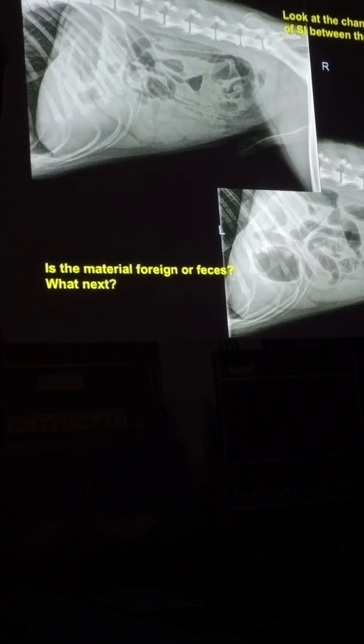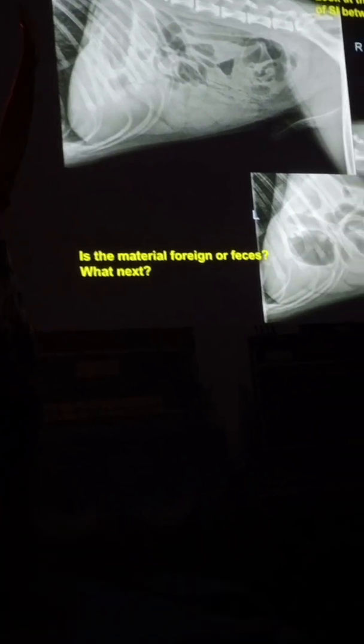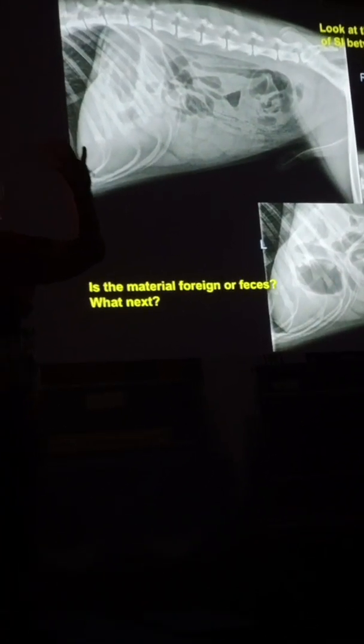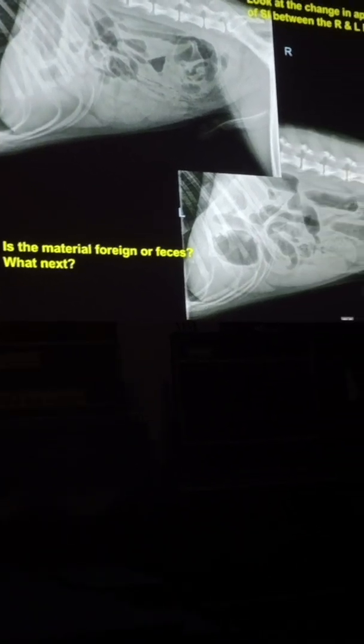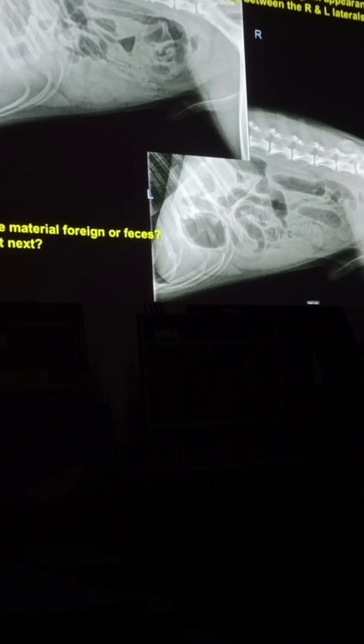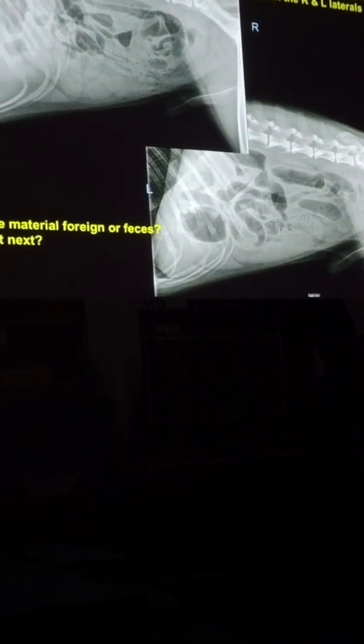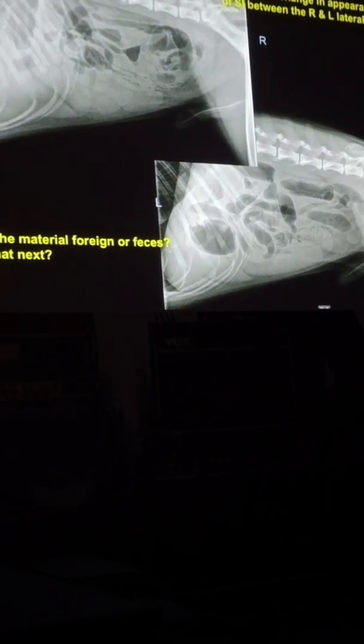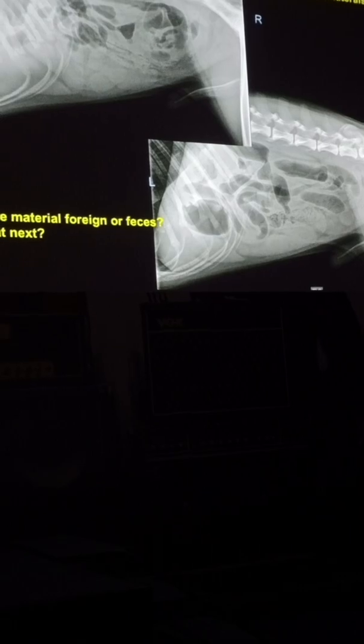How many people want to send this dog to surgery? Okay, so here's a question. Those of you who want to go to surgery see that he's obstructed. Do you know why he's obstructed, or what's causing the obstruction? Right here. How do you know that's not the colon?